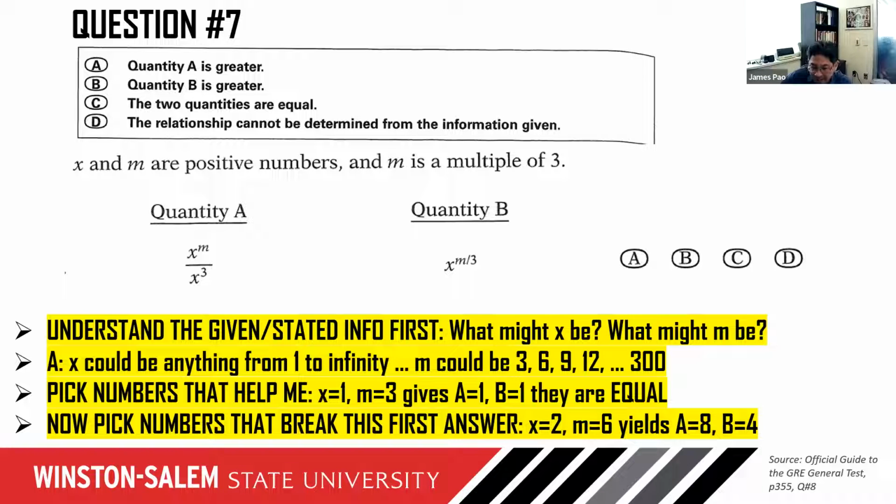I simply pick the next two numbers, x equals 2 and m equals 6. And when I plug those in and do the math, which I'm going to let you do by yourself, I come up with a quantity A of 8 and a quantity B of 4. That's interesting. So in this case, A is bigger than B.